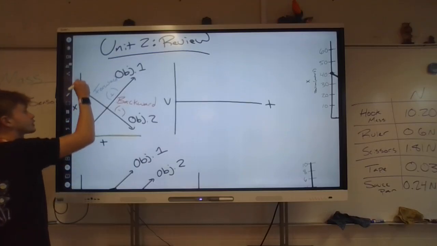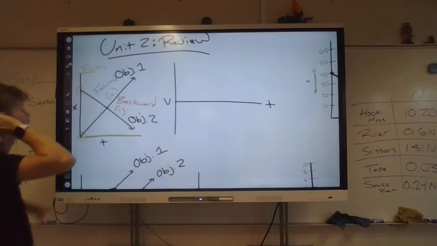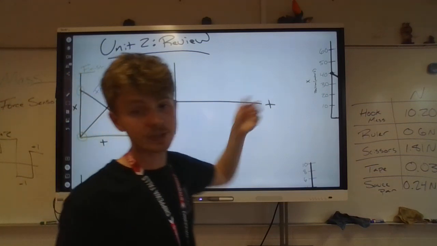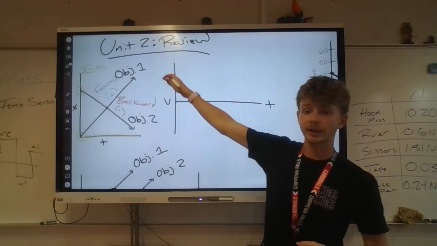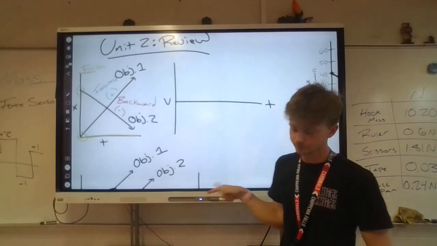Object 2 started closer to the end of the graph, and I like to think of this like the finish line, like the end of your destination. Object 2 started past the starting line, more toward your finish line, and is now heading toward the starting line, toward position 0, okay?